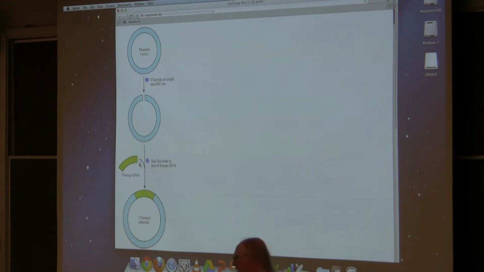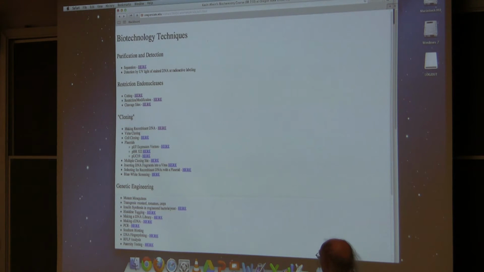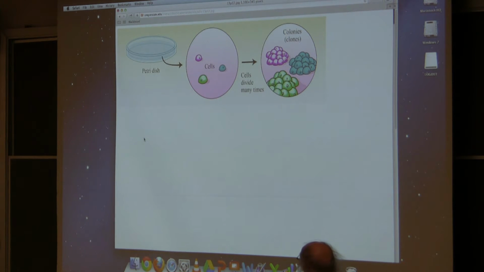Okay? Now, when I've got all those things in there and I set this up, if I do this right, that bacterium is going to make that protein that I want it to make. Bingo. All right? There's the cloning part. You guys have already done the streaking, so you know what cloning is, right? Okay. All right.